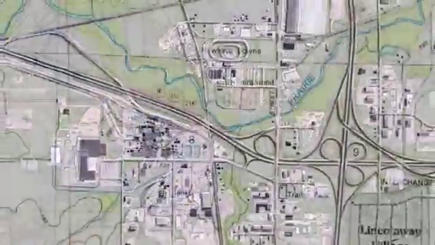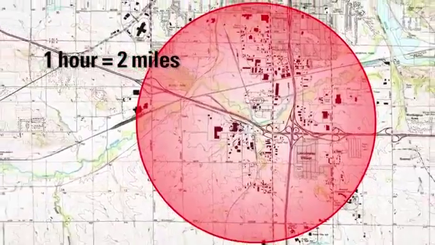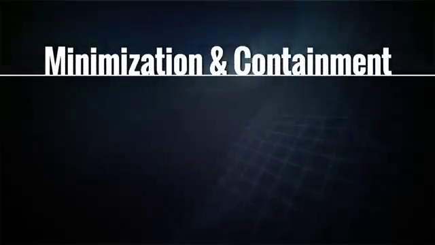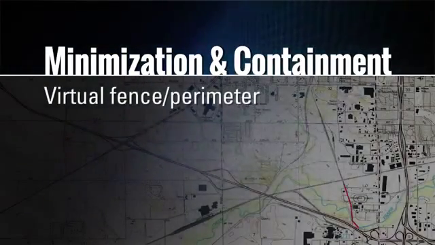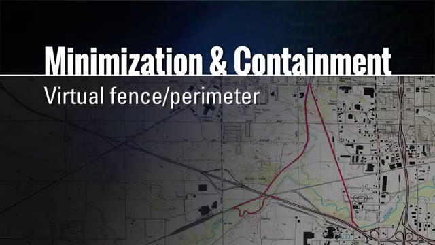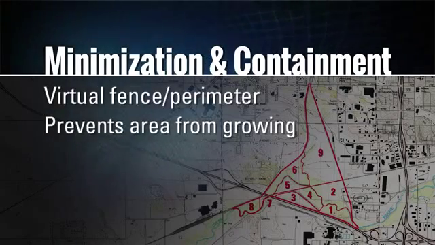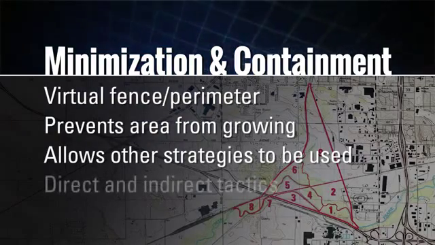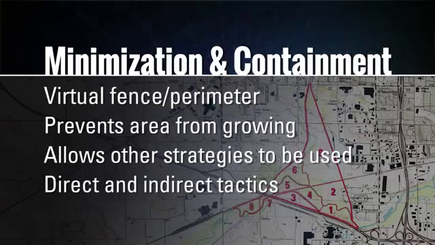A lost individual on foot can travel up to 2 miles every hour. That's why one of the most important search strategies is minimizing and containing the search area as quickly as possible. Your immediate goal is to erect a virtual fence or perimeter around possible locations of your search subject and divide the area into search segments. It prevents the lost subject from leaving the established area and helps you focus your search efforts more effectively. You'll use both direct and indirect tactics to establish the perimeter, which we'll cover later in this module.